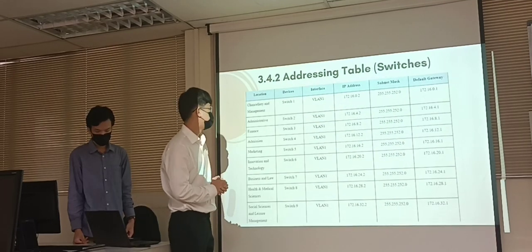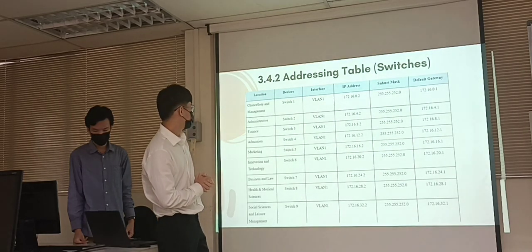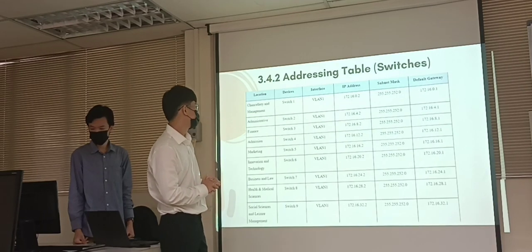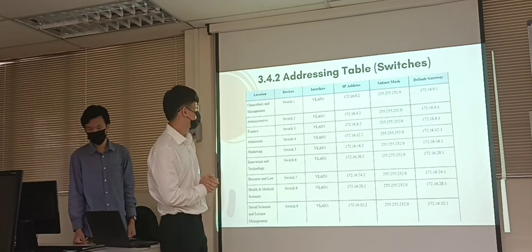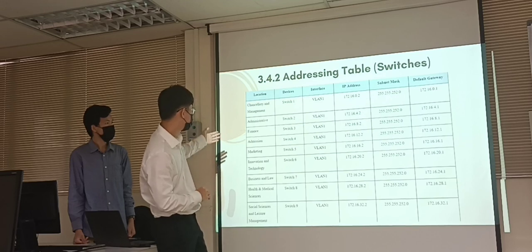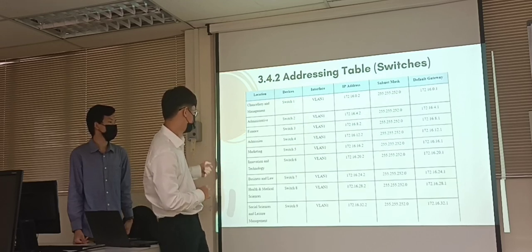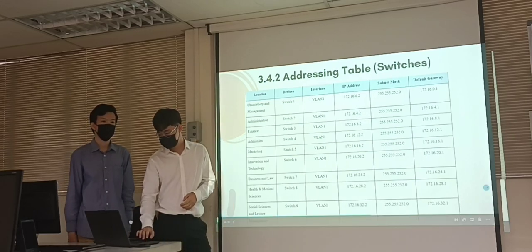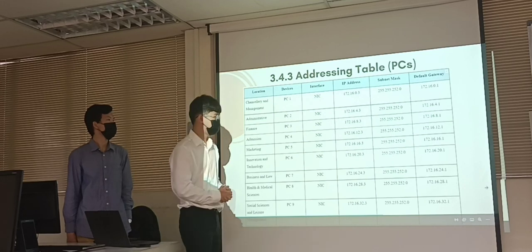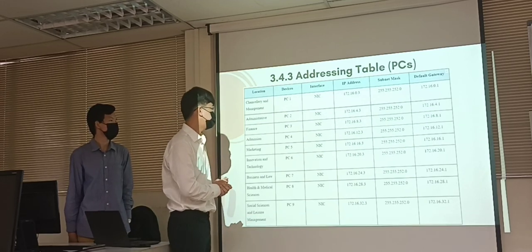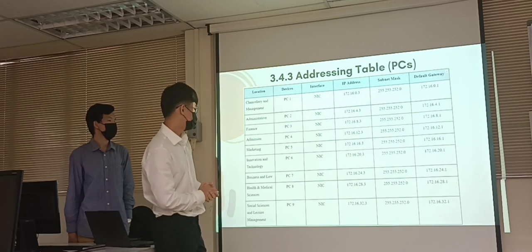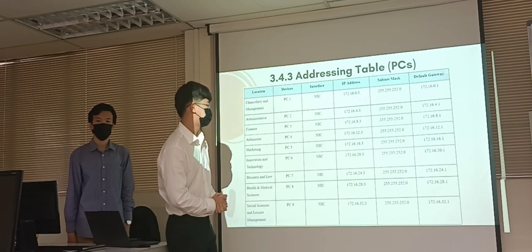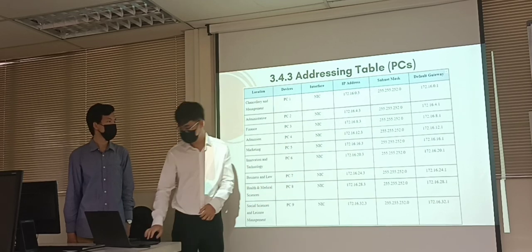So this is the addressing table of the switch, and we use the interface VLAN to connect to the PC. We can see from here that we have 9 switches to indicate each department. For the PC, the interface is NIC, and here we have 9 PCs, and the default gateway will be the router of each department.